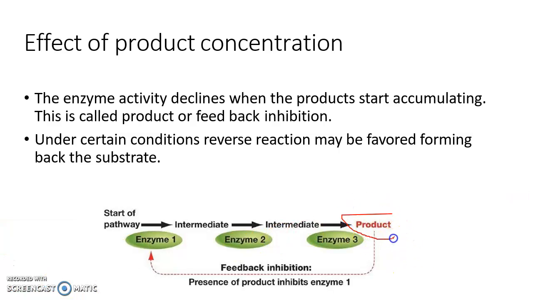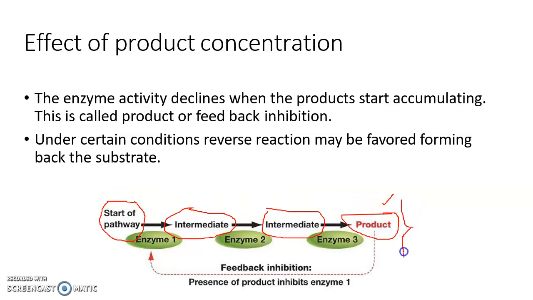So here this is your product formation, and this is your starting material for the pathway. Here is the enzyme plus substrate complex formation, or whatever intermediate is formed during the biochemical reaction. This is intermediate 1 and this is intermediate 2. Then here this is the final product. It's a continuous process.